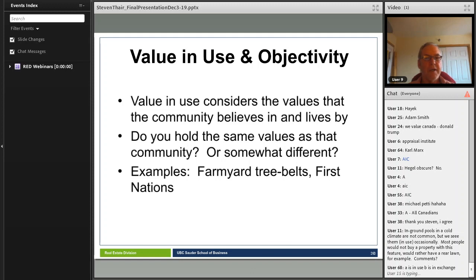And 50% of the time, no more than 50%, I think it was 80% of the time, one side of each farmyard would have no trees at all. So it wasn't a matter of enjoying trees, and often the side that had no trees was the side facing the road, and it wasn't a matter of privacy. So I have a different value from the community whose property I was appraising. And if you don't catch that, your own bias is going to affect your result. So that's why I think it's important to understand who we are and what our values are.